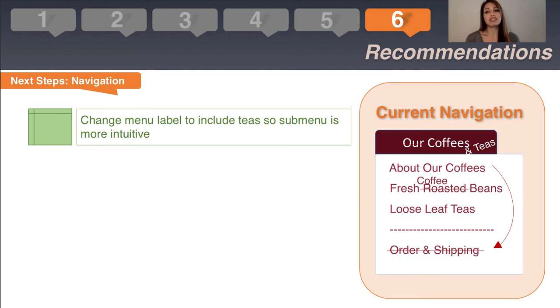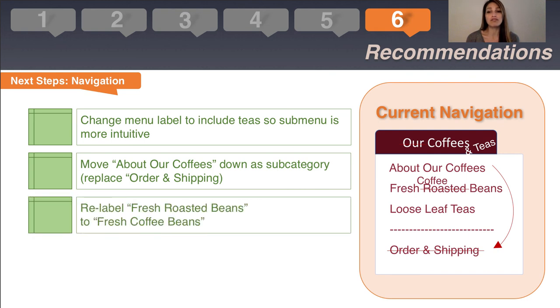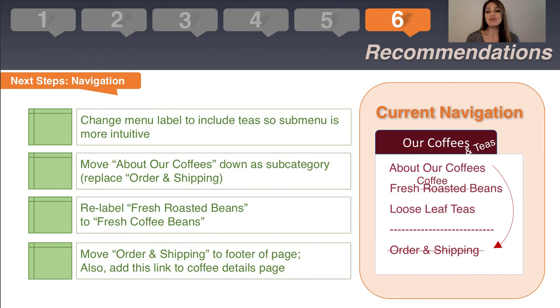This is the current navigation view with some recommended changes. First, changing the menu label to include teas would make the menu and submenu more intuitive. Second, move the About Our Coffees down as a subcategory so it is less prominent and not the first link. Third, relabel Fresh Roasted Beans to Fresh Coffee Beans so it is consistent with the rest of the site. And last, move the Order and Shipping link to the footer of the page.